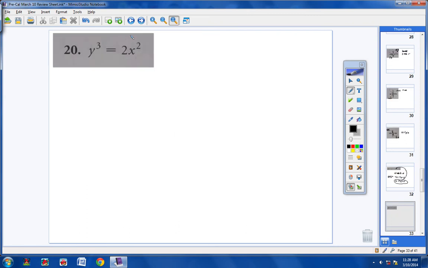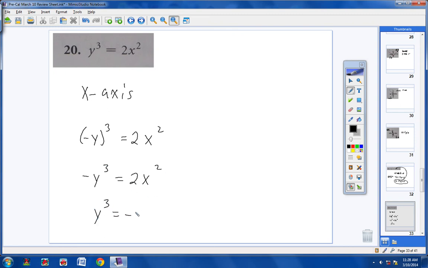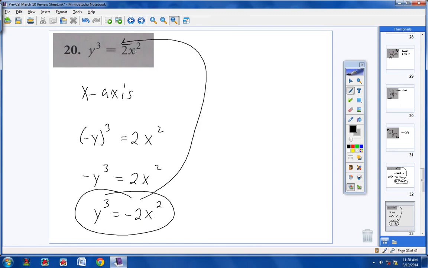All right, number 20. Let's start off by checking for x-axis symmetry. Everywhere there's a y, I'm going to put a -y. And let's see what happens. Okay, -y times -y times -y is -y cubed. And then, just to get y cubed by itself like it is up here, I'm going to change all the signs of each term. This term is negative, so I'm going to make it positive. This term here is positive, so I'm going to make it negative. And did I come up with the original equation? No, I did not, so I do not have x-axis symmetry.